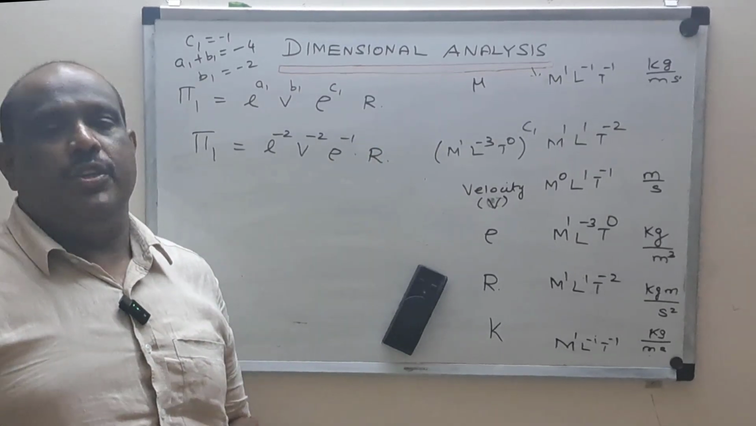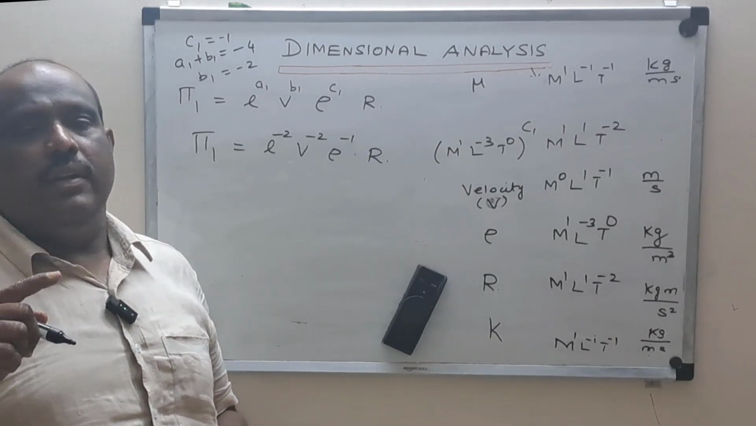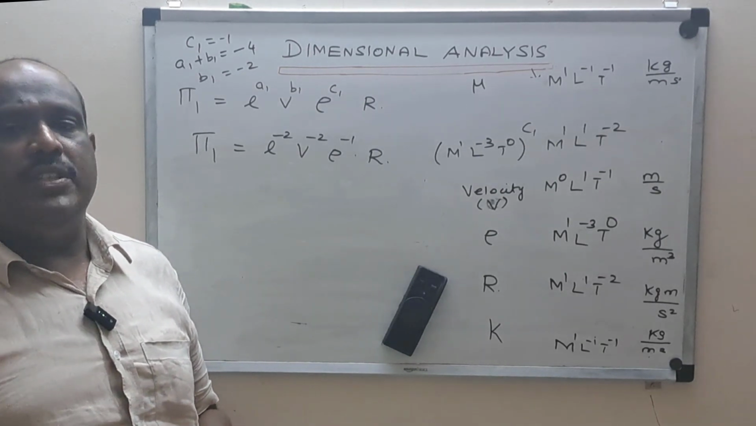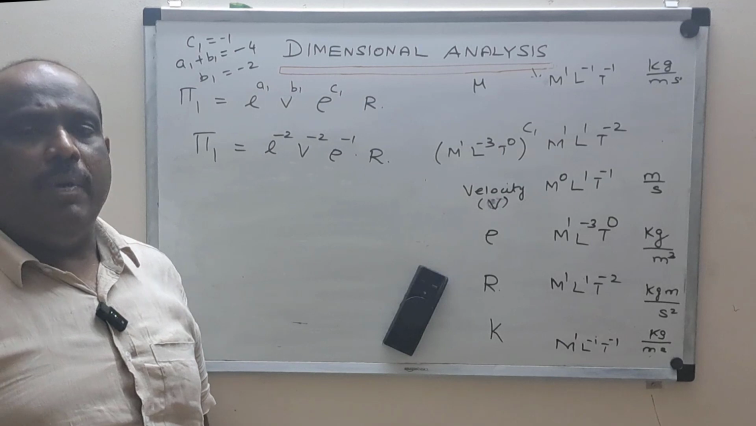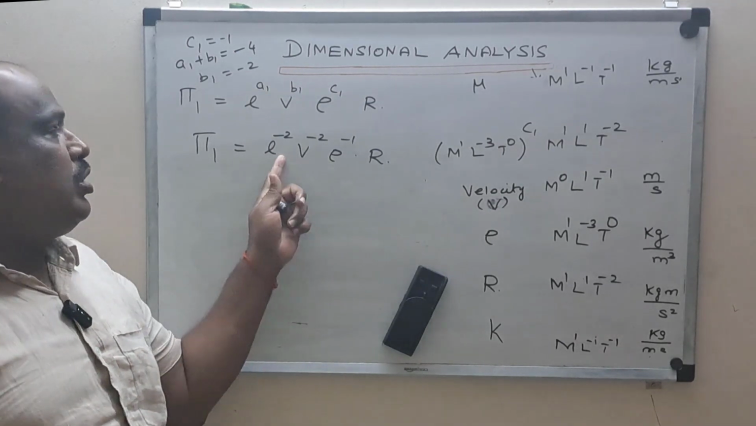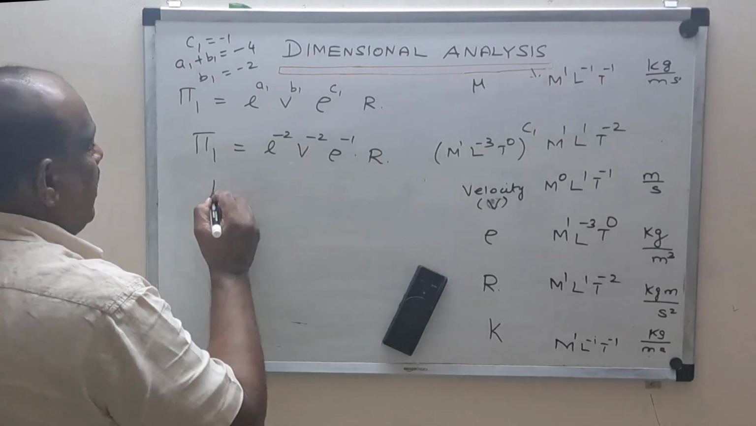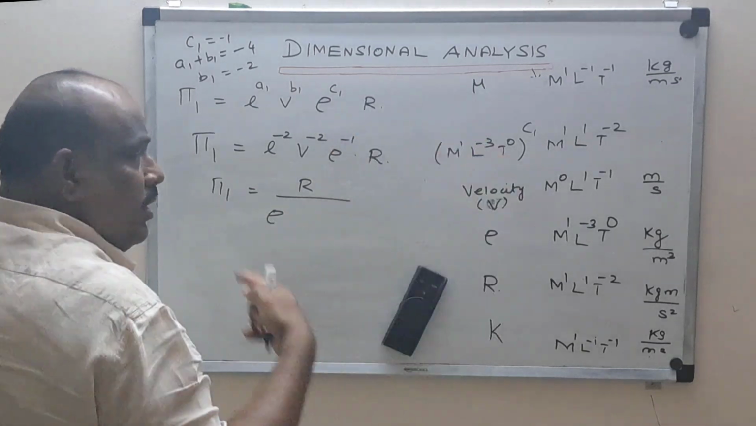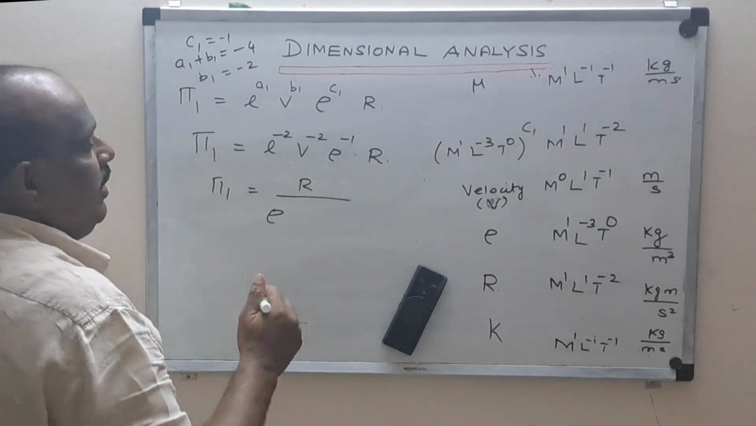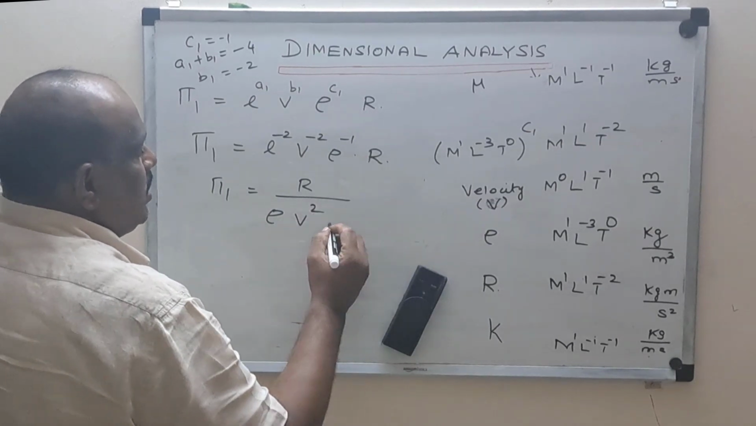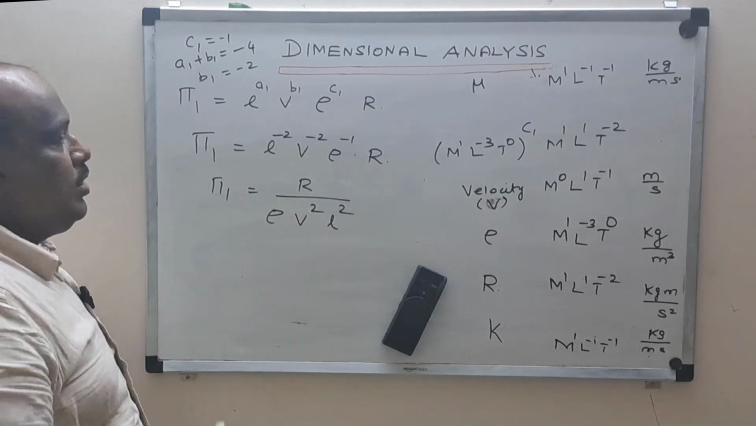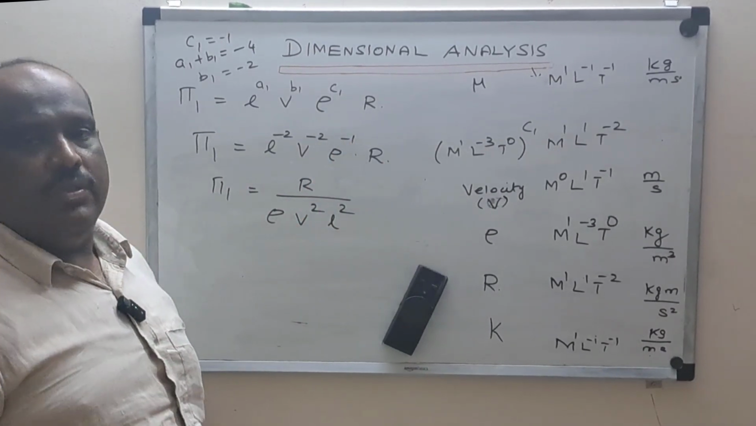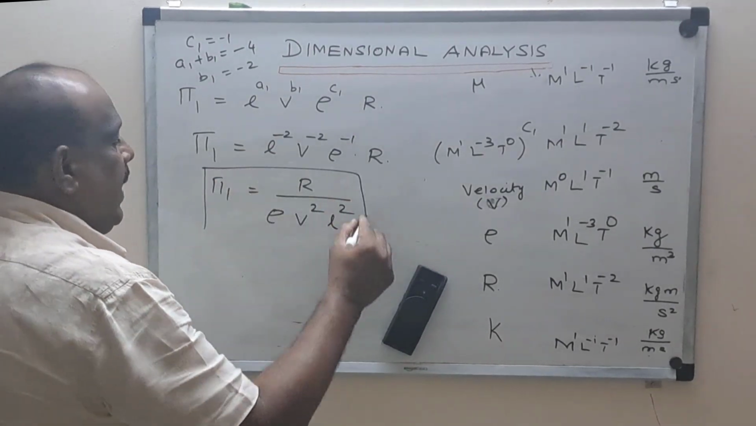So I formed the first equation, pi 1 equal to L of A1, then V of B1, then rho of C1, into R. Then I try to find the value of A1, B1, C1 by equating the power coefficients, and substitute over here. Now we can write pi 1 as R divided by rho. Why? This rho power is minus 1, so the denominator becomes plus 1. So rho power plus 1, V power plus 2, and L squared. I hope you got it. So these terms which are negative, if I take them to the denominator, they will become positive with the respective power terms. So we got the value of pi 1 now.